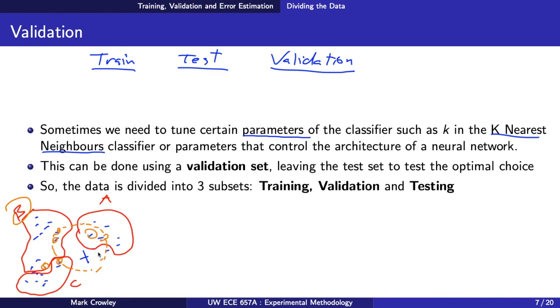But K here, which determines how many neighbors you're going to look at, so you look at the 6 nearest neighbors, is important, right? We're going to have 6 neighbors. This parameter is really important, and it affects how the whole thing works, right? So you might want to try out different values of K to make sure that it actually works.